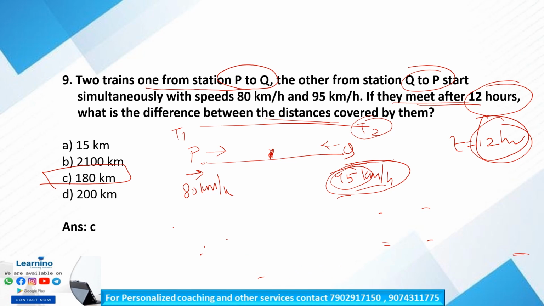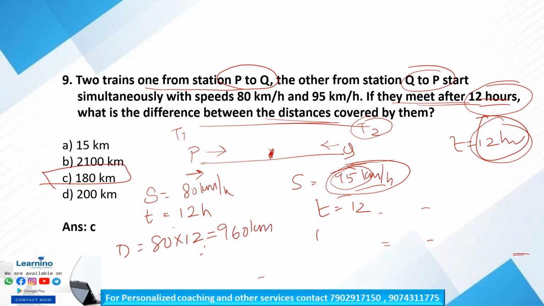So the difference between the distances, right? What is the speed of train 1? It is 80 km per hour. Time of train 1 is 12 hours, which is common for both T1 and T2. Speed of train 2 is 95 km per hour and time is 12 hours. So distance is equal to speed into time, that is 80 into 12 is equal to 960 km. The distance train 2 traveled is speed into time, 95 into 12, that is equal to 1140.